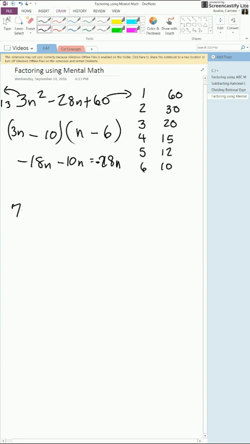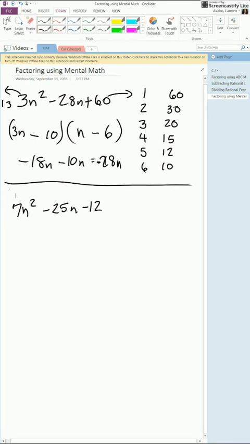Let's factor one more. So the n squared minus the 25n minus the 12. Okay, so if we're factoring that one, we have to find the factors of 7. So that's 7 and 1. And then the factors of 12 are going to be 1 and 12, 2 and 6, 3 and 4, and then 5 doesn't go into it. And anyway, we're done there because it's 3 and 4, so there's nothing in between 3 and 4. We're done with those factors.